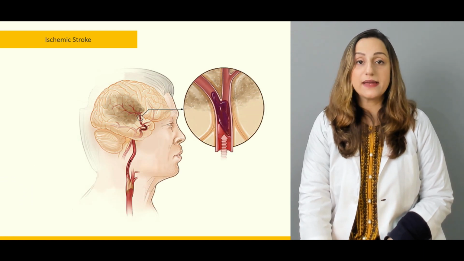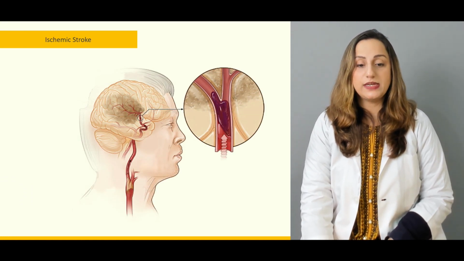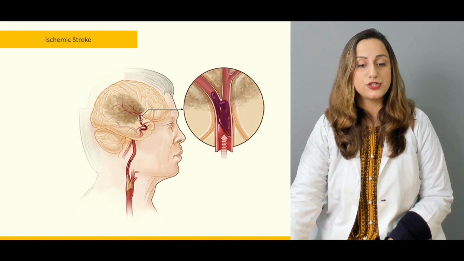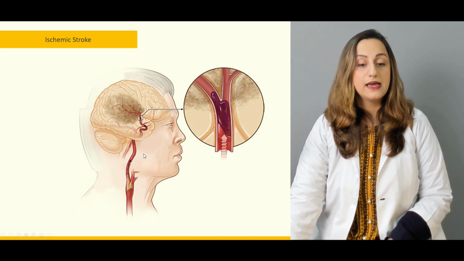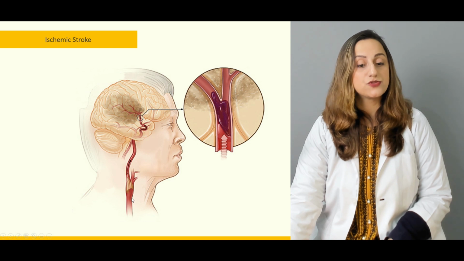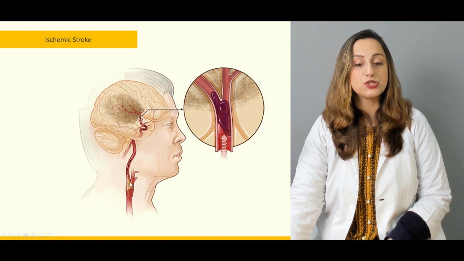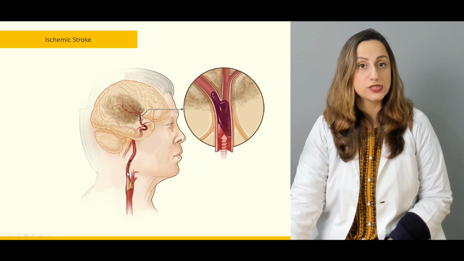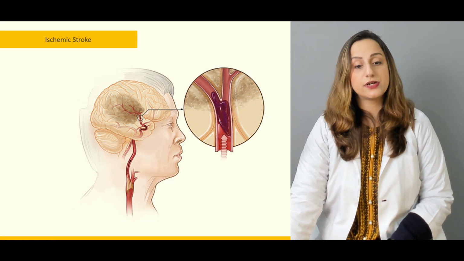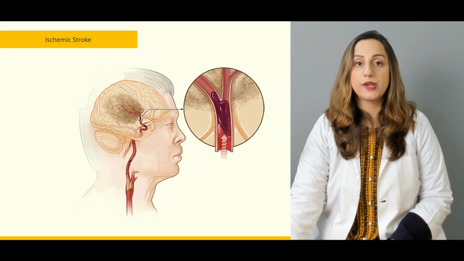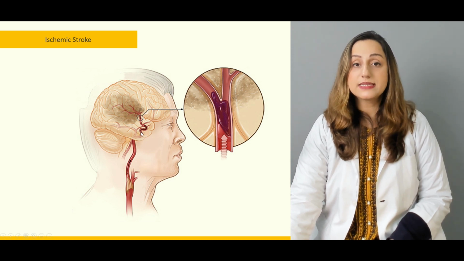So this is a diagrammatic representation of the internal carotids. As you can appreciate over here, this is the internal carotid artery. We have a common carotid artery leading to an internal and an external carotid artery. And this internal carotid artery is in turn going to give a branch which is known as the middle cerebral artery.